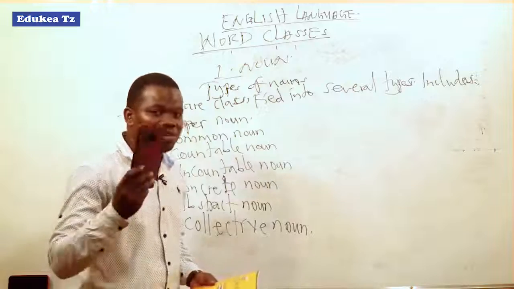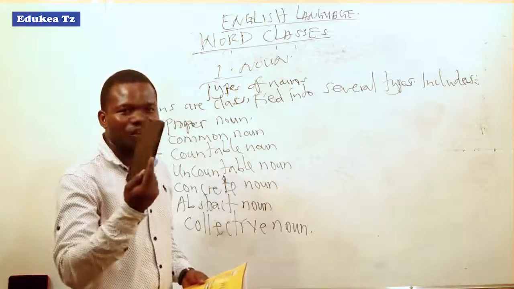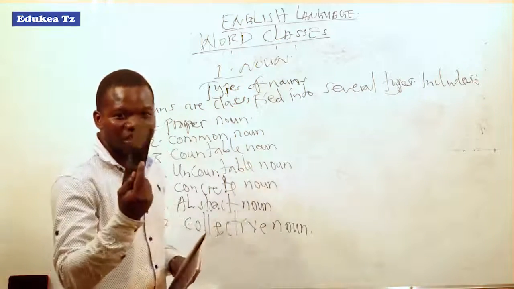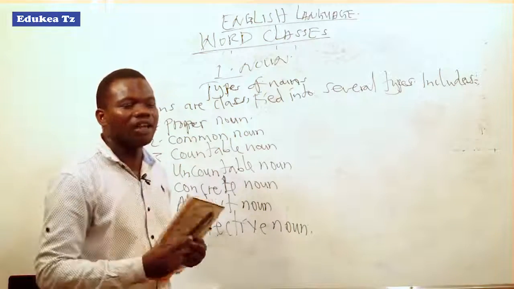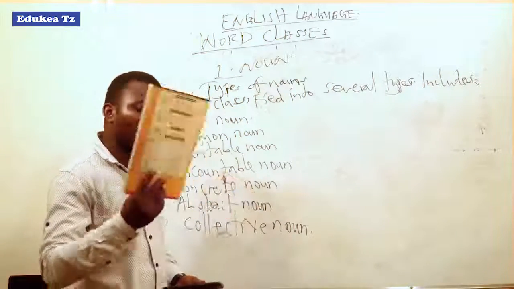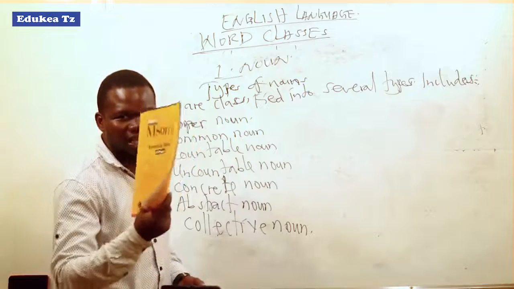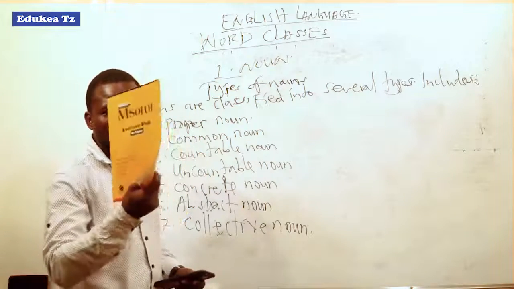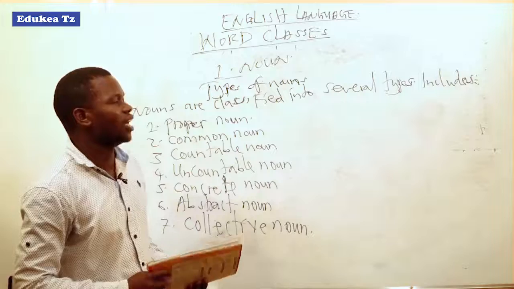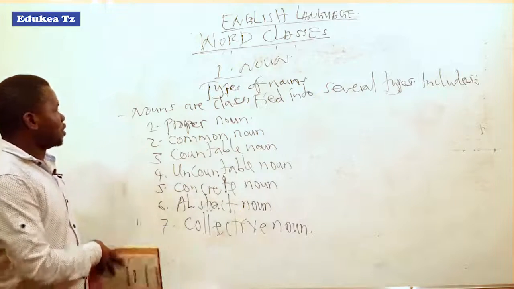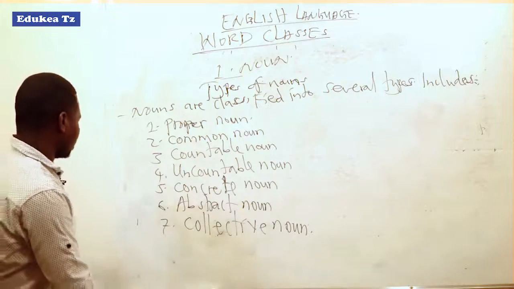Again, we have another object, that is a phone. The name given to this object is what we call a noun. Again, we have another object, that is an exercise book. The name given to this object is a noun. So let us proceed with those types of nouns.